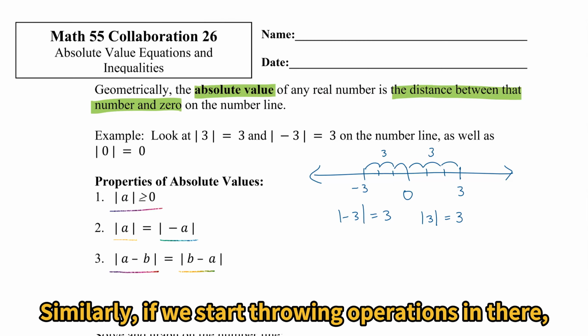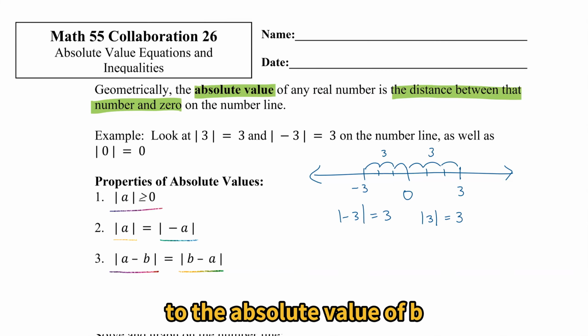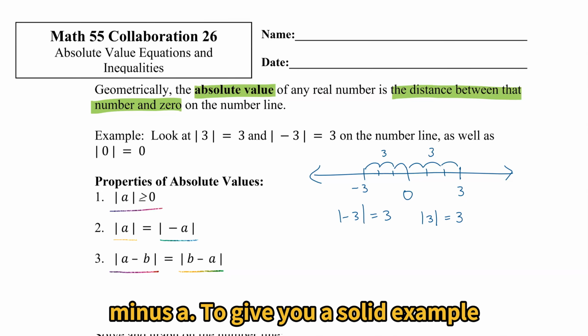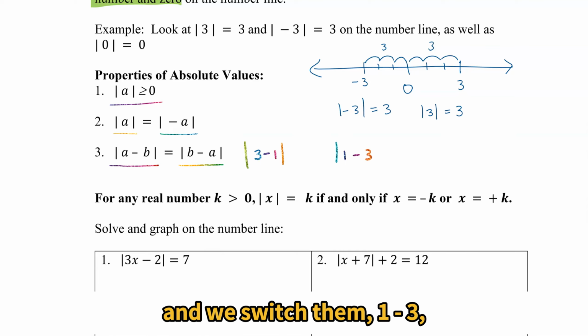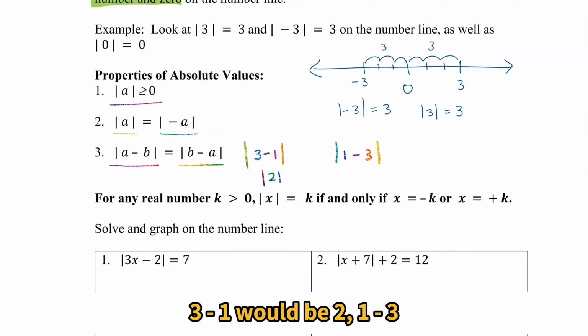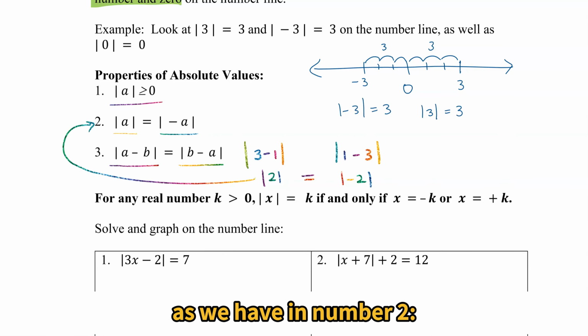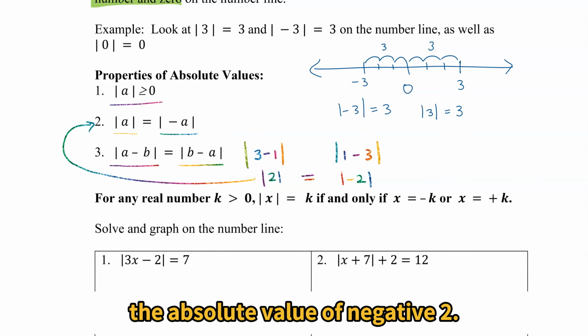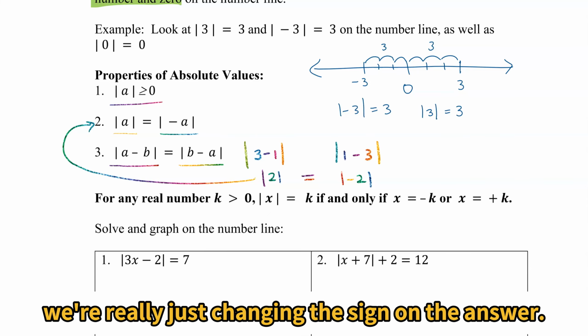Similarly, if we start throwing operations in there, the absolute value of a minus b is going to be equal to the absolute value of b minus a. To give you a solid example, if we had 3 minus 1 in absolute values, and we switch them, 1 minus 3, 3 minus 1 would be 2, 1 minus 3 would be -2, and we have that same relationship as in number 2. The absolute value of 2 equals the absolute value of -2. So if we switch the order in the subtraction, we're really just changing the sign on the answer.